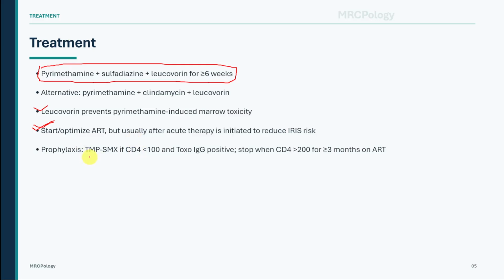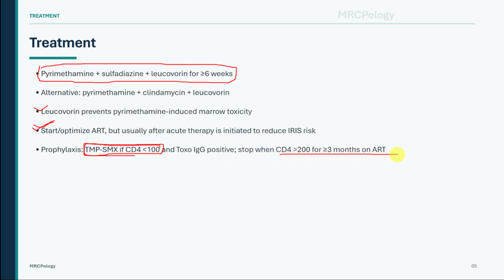Prophylaxis is also very testable. Patients with HIV who are Toxoplasma IgG positive and have a CD4 count below 100 should receive prophylaxis with TMP-SMX, also called cotrimoxazole. Prophylaxis can usually be stopped when the CD4 count has risen above 200 for at least 3 months on effective ART.